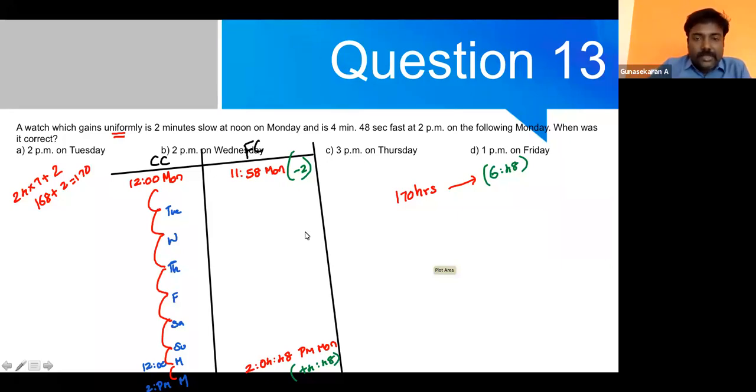So when it will show the right time is the question. Somewhere in between, right? For that, it has to gain how much time? 2 minutes. So what is X? That's the question. That's all.